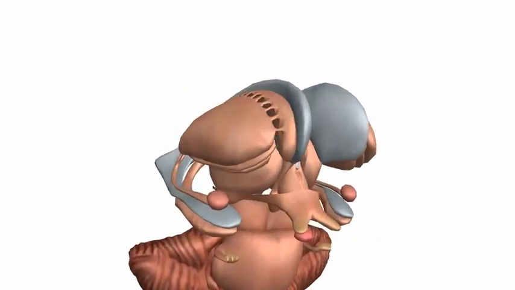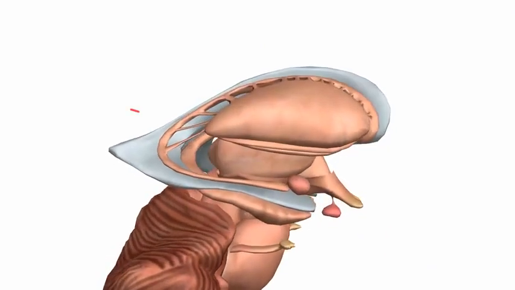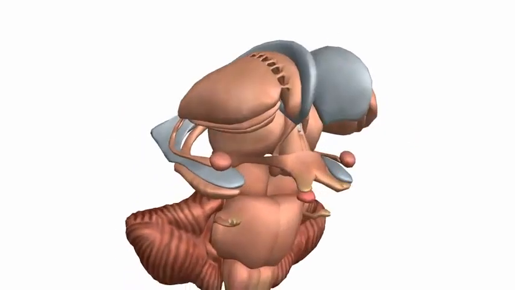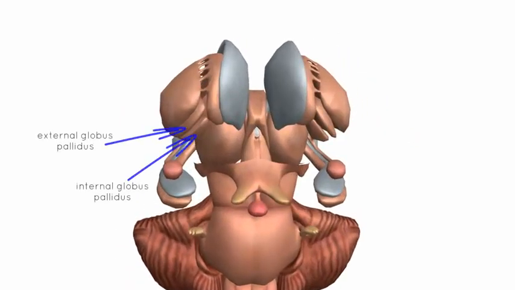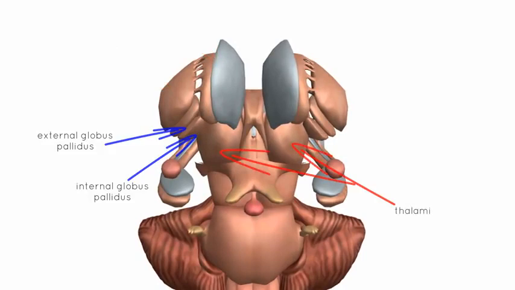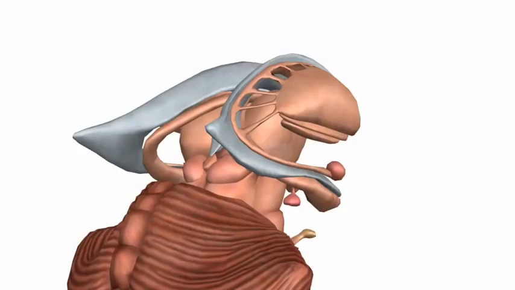So if I just rotate around to the other side, you can see the C-shaped caudate nucleus. So you can see its head, the body, and the tail. You can see the putamen sitting laterally, and you can see the globus pallidus with its lateral and medial parts sitting medially. And from this anterior view, which we're now looking at, you can see our structures from the diencephalon, the thalami. So these sit medial to the globus pallidus.